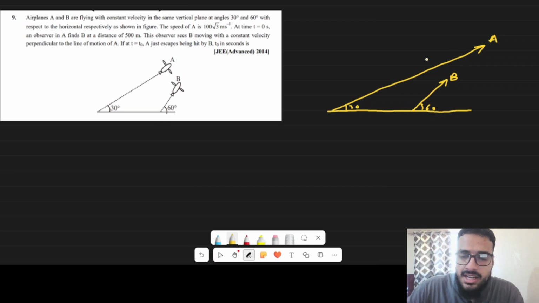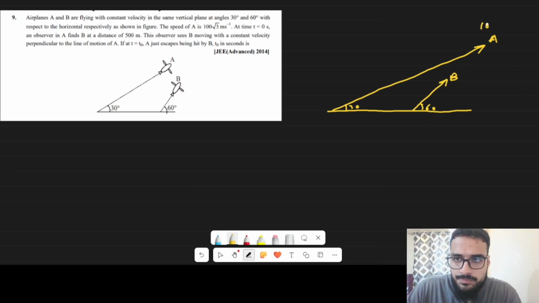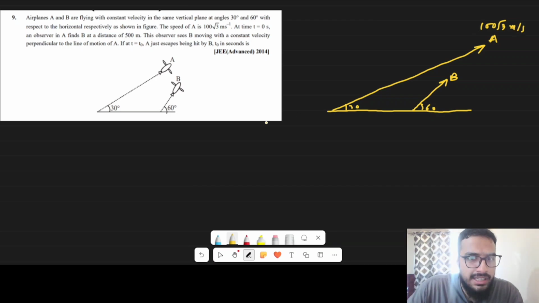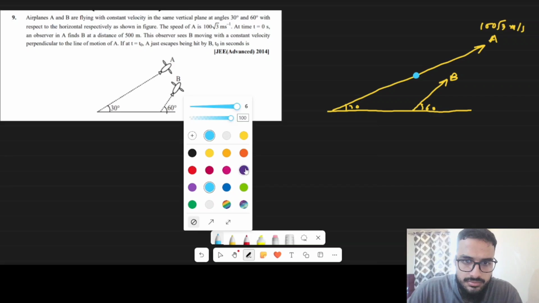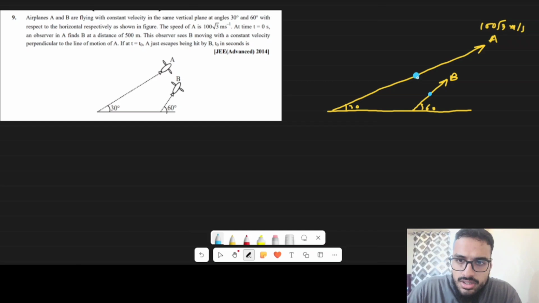It says the speed of A is 100 root 3 meters per second. At time equal to 0 seconds, initially the observer in A finds B at a distance of 500. Suppose A is here at t equal to 0, and B was here initially. So this distance was 500.